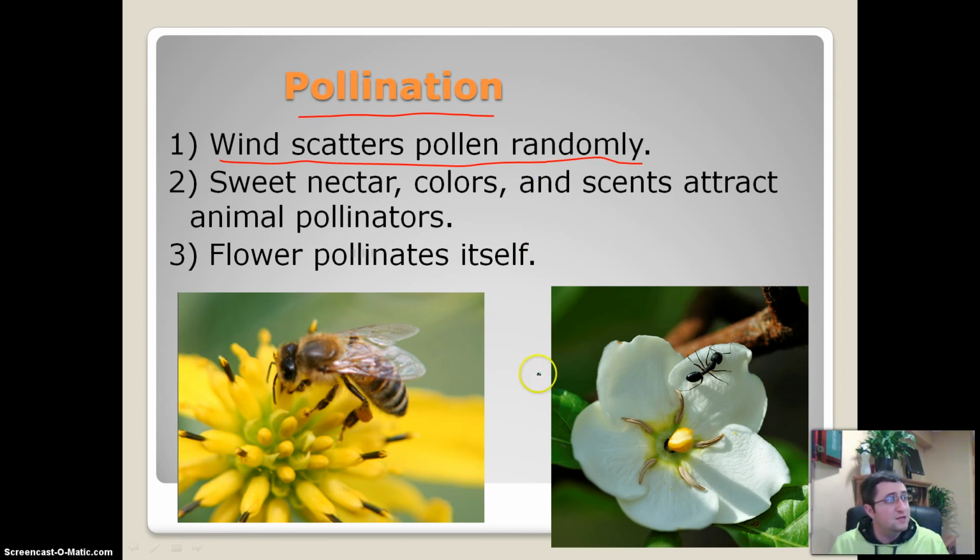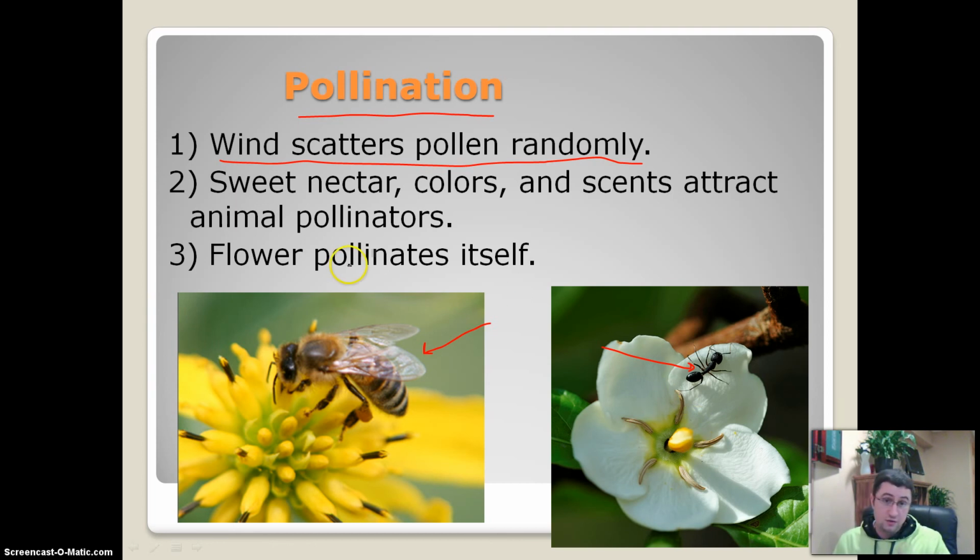Or we can have insects, such as this bee right here, or this ant, which will run around on the petals of the flower, and pollen will stick to them, and then they'll rub up against another flower, and they'll pollinate another flower that way.